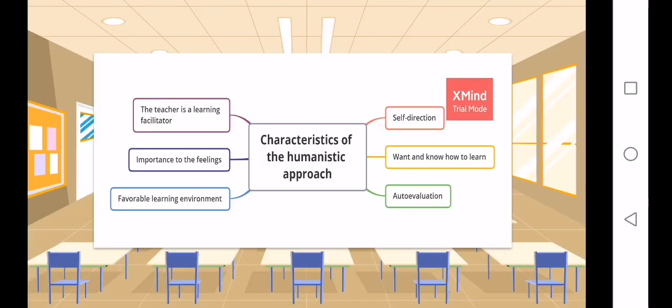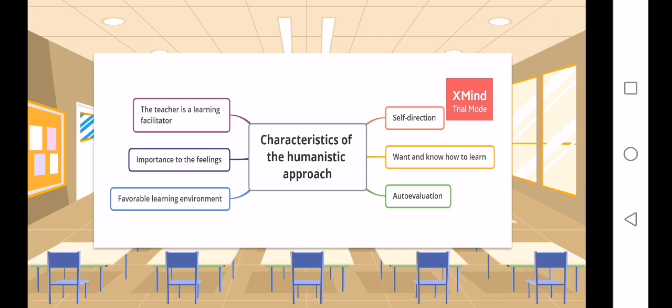And we have the characteristics of the humanistic approach. We have self-direction. We don't know how to learn, and this means the student is interested in the things that he is learning. For example, the topic. He asks questions, and he is interested in all the process of the learning. So he wants to know about this.